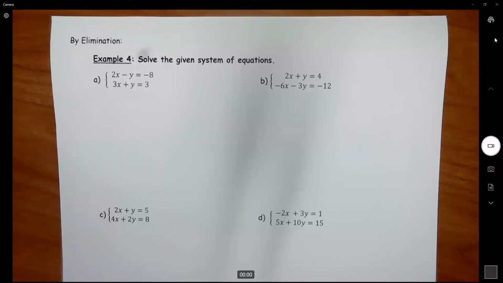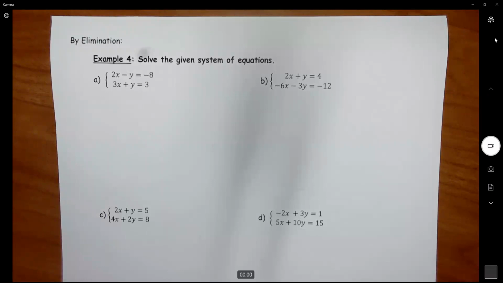In this video, we're going to learn how to solve systems of equations by elimination method. And we have 4 examples plus an application problem. So when you are solving by elimination, the whole goal is to eliminate one of your variables. And you do that by having the same coefficient, but one coefficient is a negative and one is a positive.